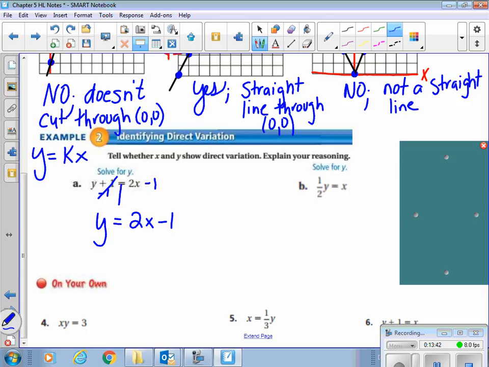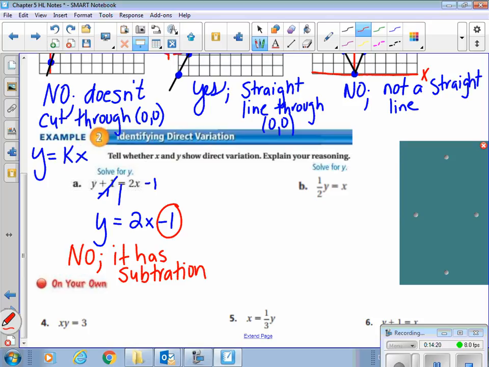So does that follow y equals some number times x? No, it does not, because it has this extra piece here. It has this minus 1. And there's no minus or plus in the kx part. It's just kx. It's just a number, a slope, a constant of proportionality times x. So this guy would not be direct variation. Notice again it says explain your reasoning. Your reasoning would be it has subtraction. There's no subtraction in the direct variation equation. So since this one has subtraction, that's why it's a no.